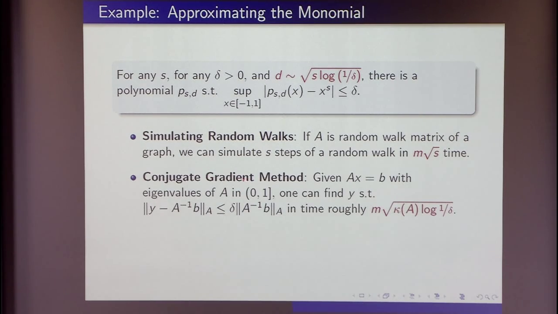There is a famous method to solve linear systems of equations called the conjugate gradient method. If all the eigenvalues of this matrix A are in the interval 0, 1, which in particular means it's symmetric and positive definite, then you can recover a very good solution in time which is roughly the time it takes to do a matrix vector multiplication with A times the square root of the condition number. So this square root comes out exactly because of this approximation.